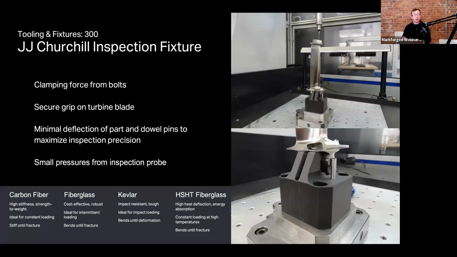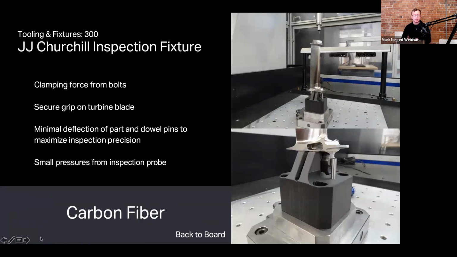I would say carbon fiber here would be the better choice because you want to minimize deflection as much as possible. So even if by accident there's some pressure on the tip of that turbine, the carbon fiber, because it's so stiff, will be able to reduce that and make sure that it stays stiff and it stays in the same place the whole time.